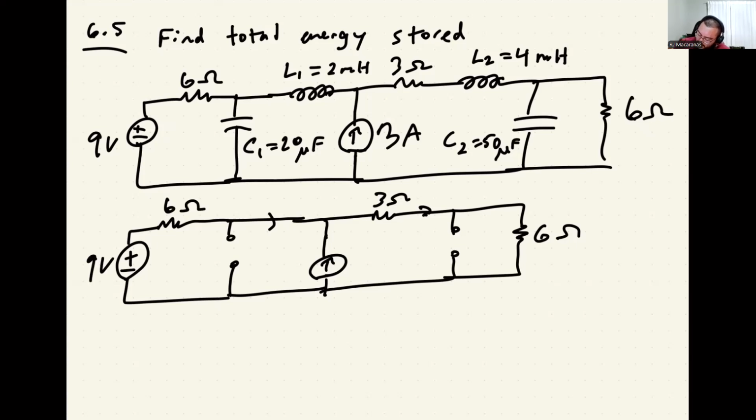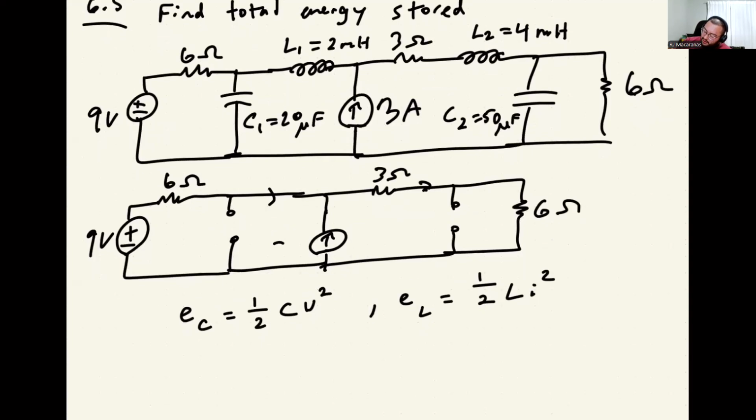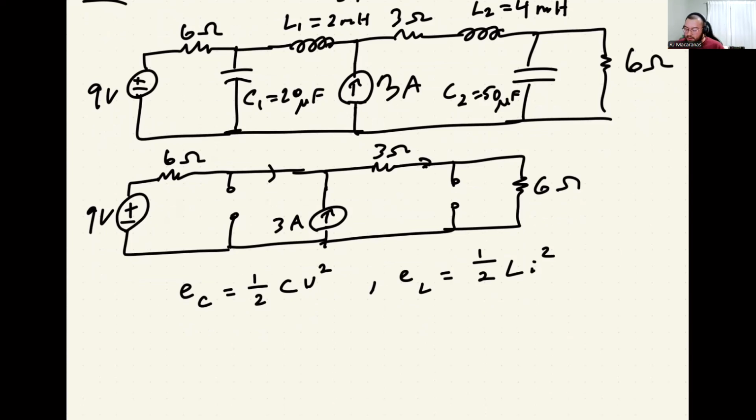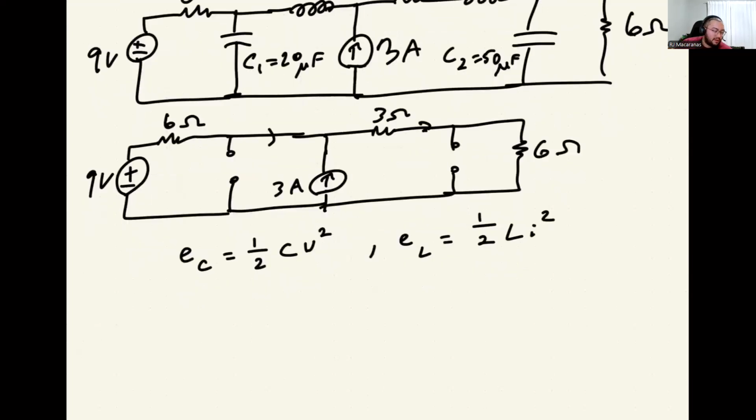We know that the energy for a capacitor is given by 1/2 CV squared, and the energy for an inductor is given by 1/2 Li squared. So at DC, this is a very simple problem now, because we just have resistors and these two sources here.